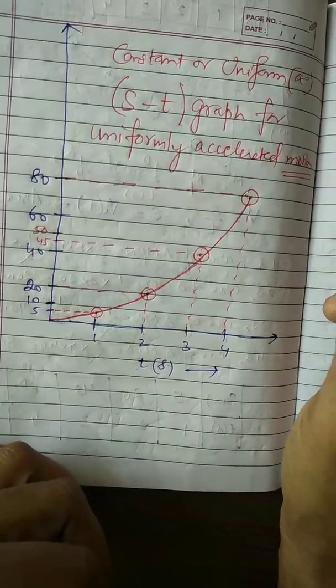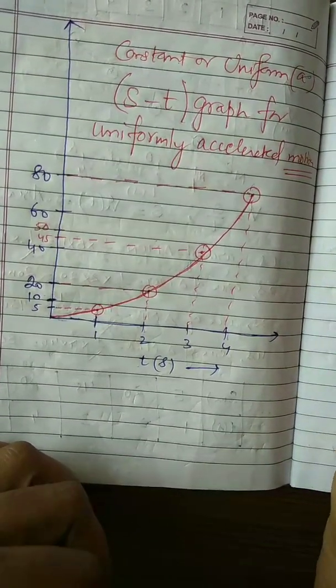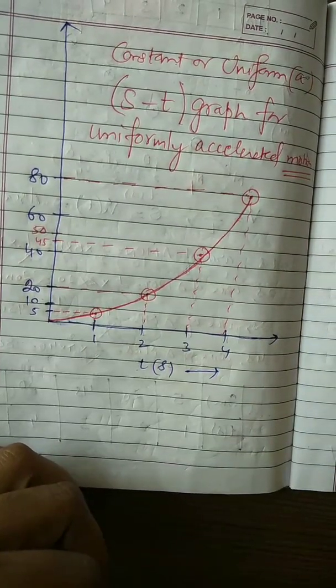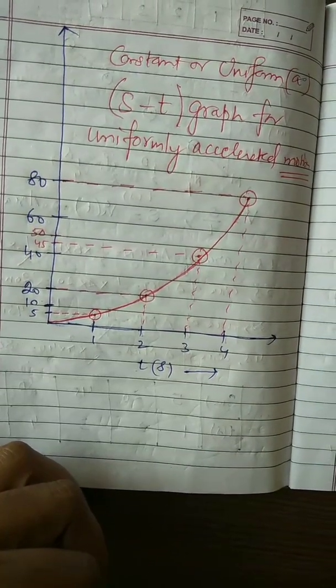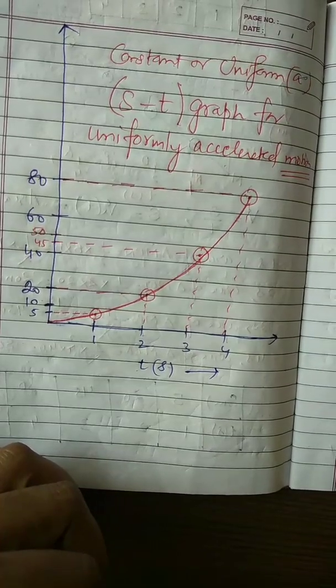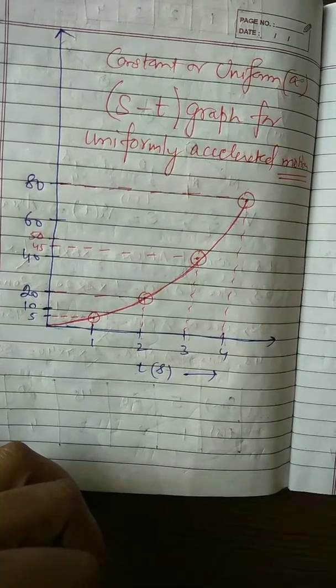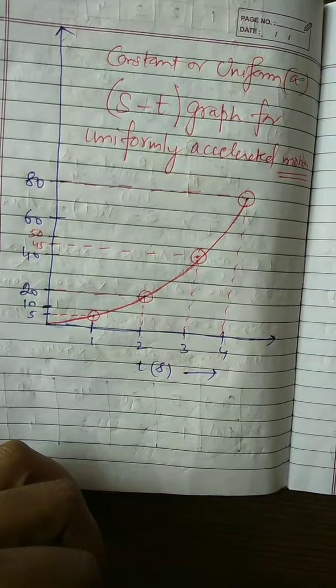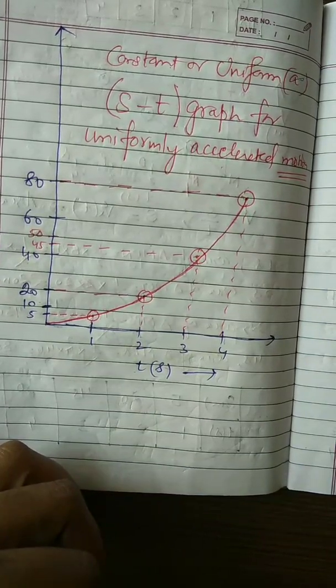So read the content thoroughly from the book also, and practice all kinds of graphs, that is AT, VT as well as ST. So watch the video again and again and read the content from the book also.